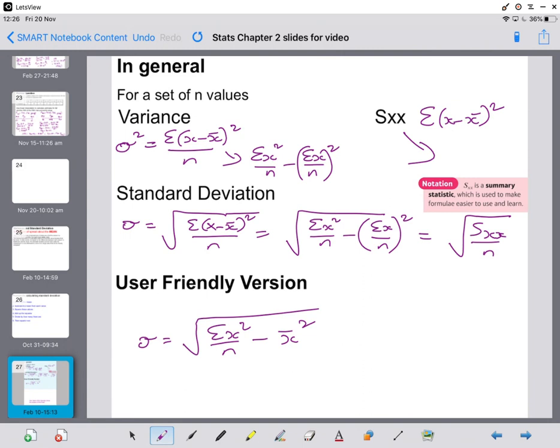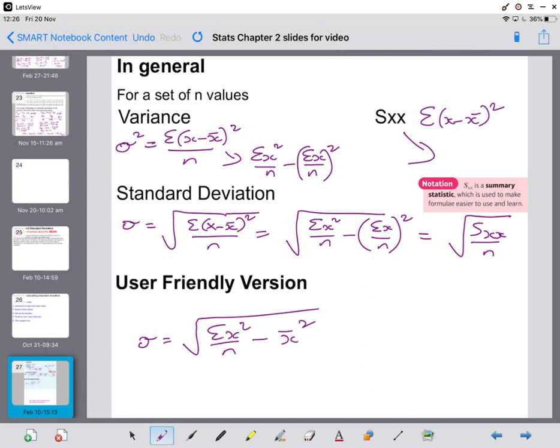Obviously the standard deviation we're going to use, everybody, is just the square root of the variance. As you can see, we've got a similar line for the standard deviation, but we're square rooting everything. So you could think of standard deviation as being the square root of the summary statistic Sxx divided by n.